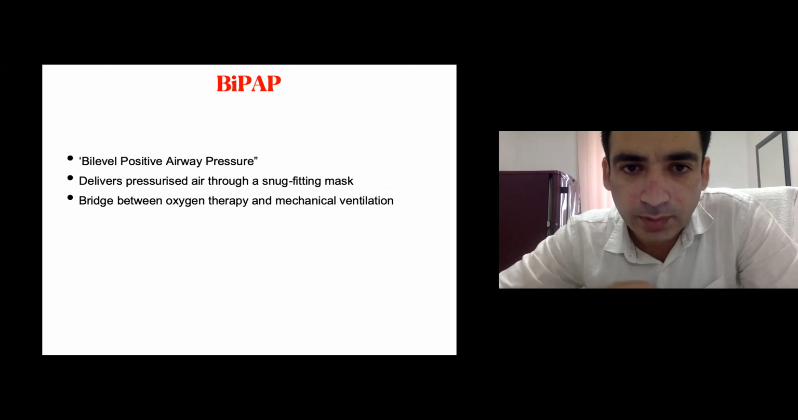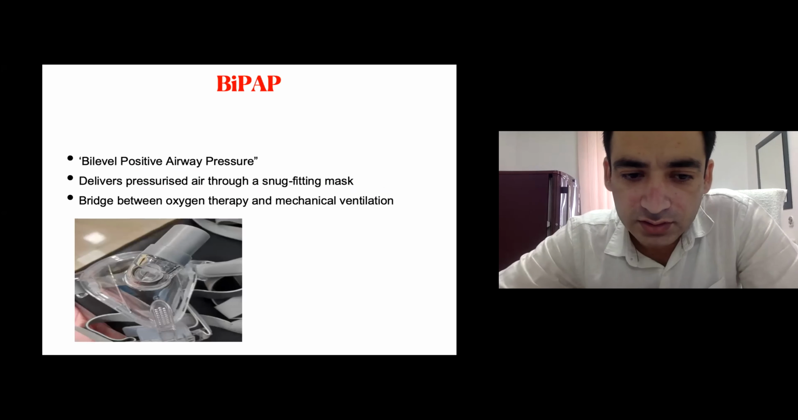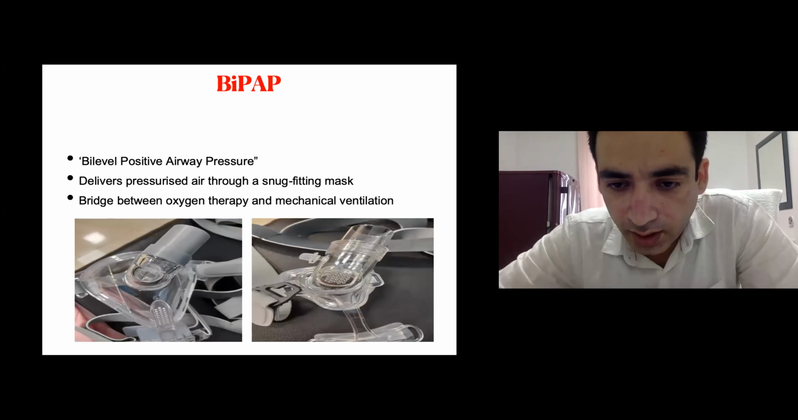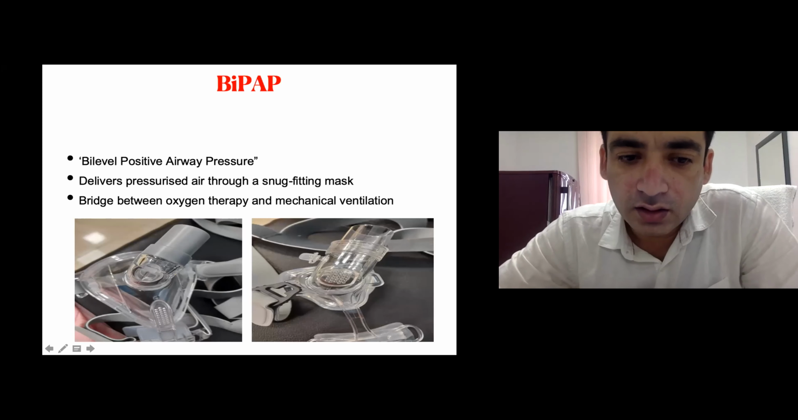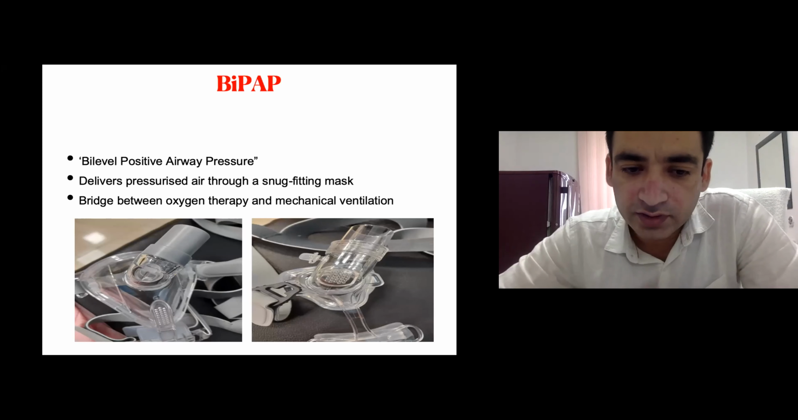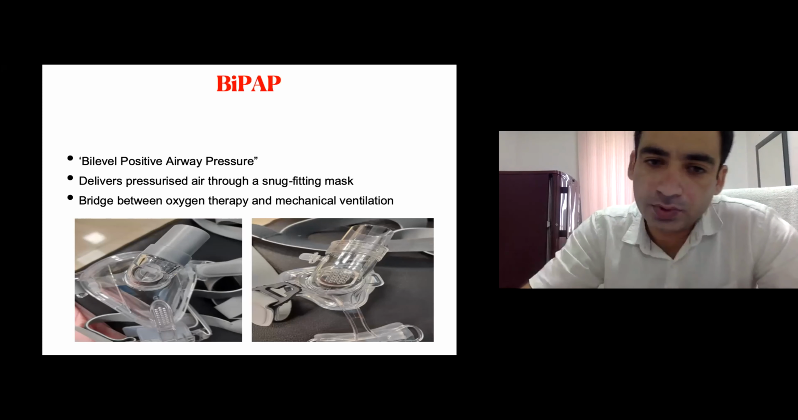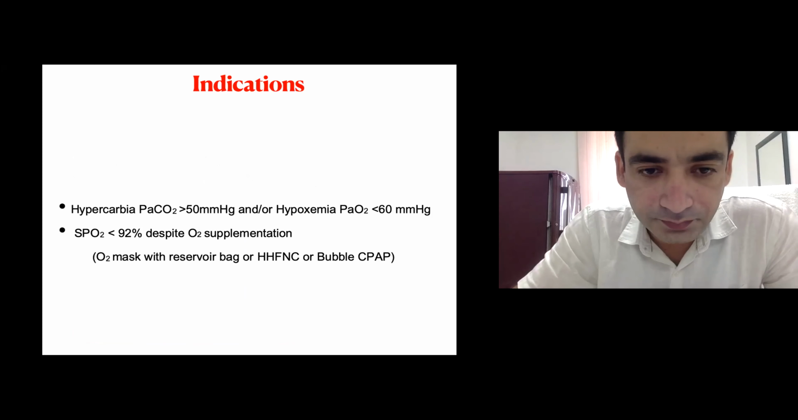Now coming to BiPAP. BiPAP is similar to CPAP, but it provides 2 levels of pressure, and it is given by a mask which covers the nose and the mouth. In this picture, these are the pediatric BiPAP masks which are available with us. They come in different sizes, and depending on the age group, we can select the size which fits snugly.